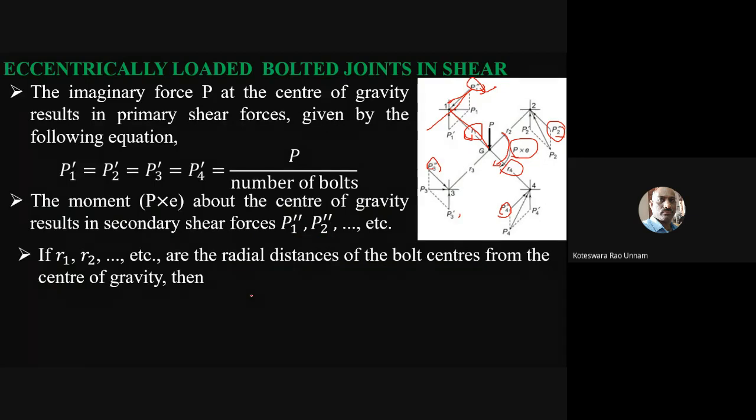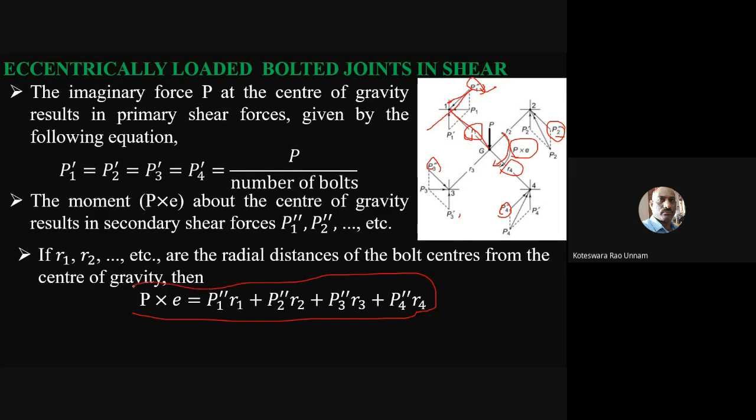So if you write the equilibrium equation, you are going to get this. That is P cross E is equal to P1 double dash into R1 plus P2 double dash into R2 plus P3 double dash into R3 plus P4 double dash into R4. But here in this equation, how many unknowns are there? P1 double dash, P2 double dash, P3 double dash, and P4 double dash are unknown. 4 unknowns are there. With a single equation, you cannot solve for 4 unknowns.